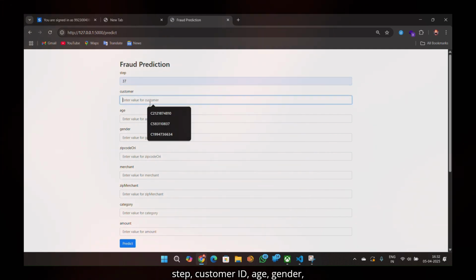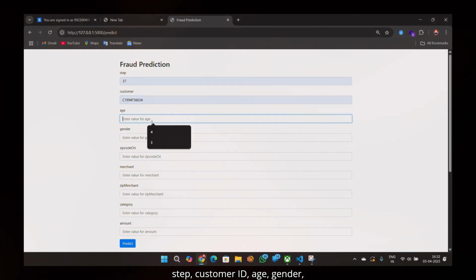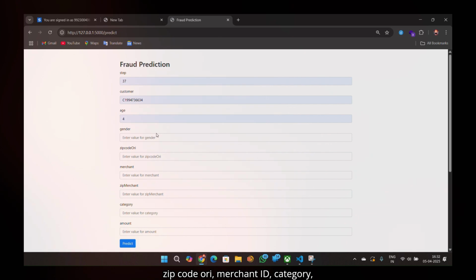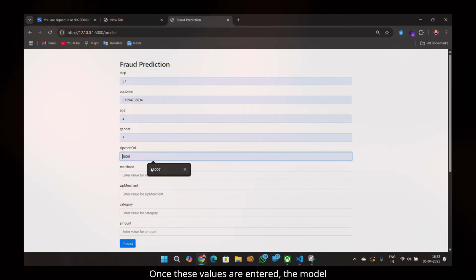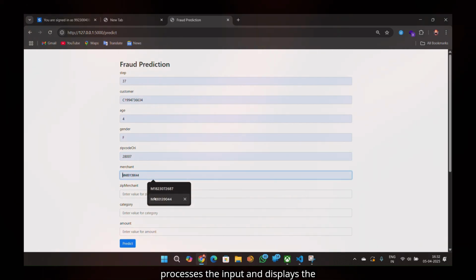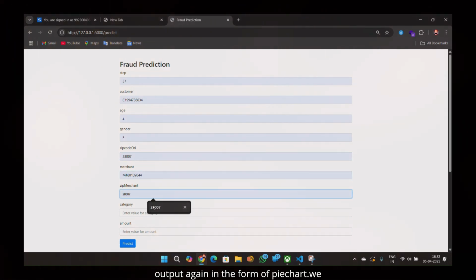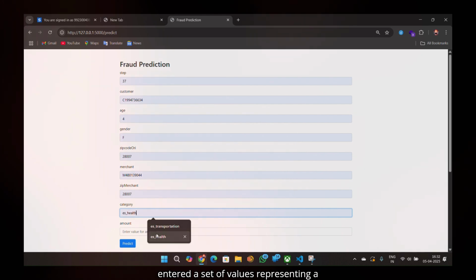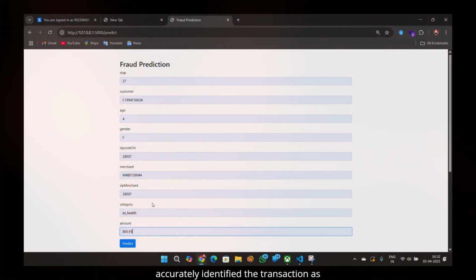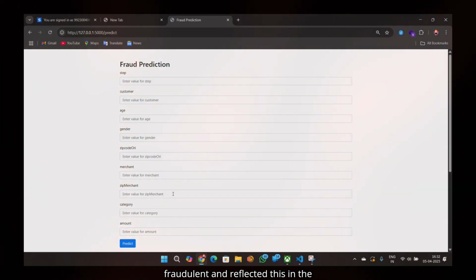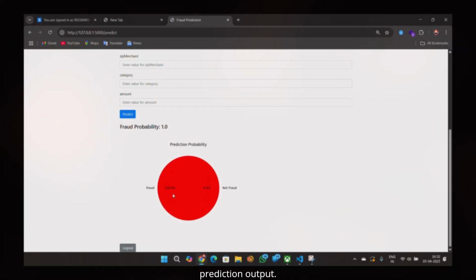Subsequently, we entered the same set of inputs: step, customer ID, age, gender, zip code ORI, merchant ID, category, and amount. Once these values are entered, the model processes the input and displays the output again in the form of a pie chart. We entered a set of values representing a known fraudulent transaction. The model accurately identified the transaction as fraudulent and reflected this in the prediction output.